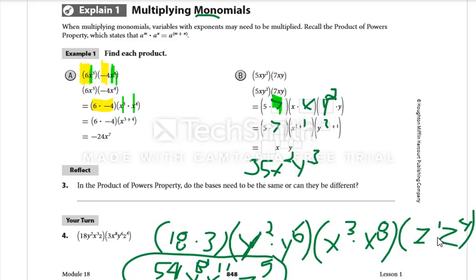Sorry if it looks a little messy. I'll try to clean that one up a little bit. But it should be 54 times y to the 8th, x to the 11th, z to the 5th.